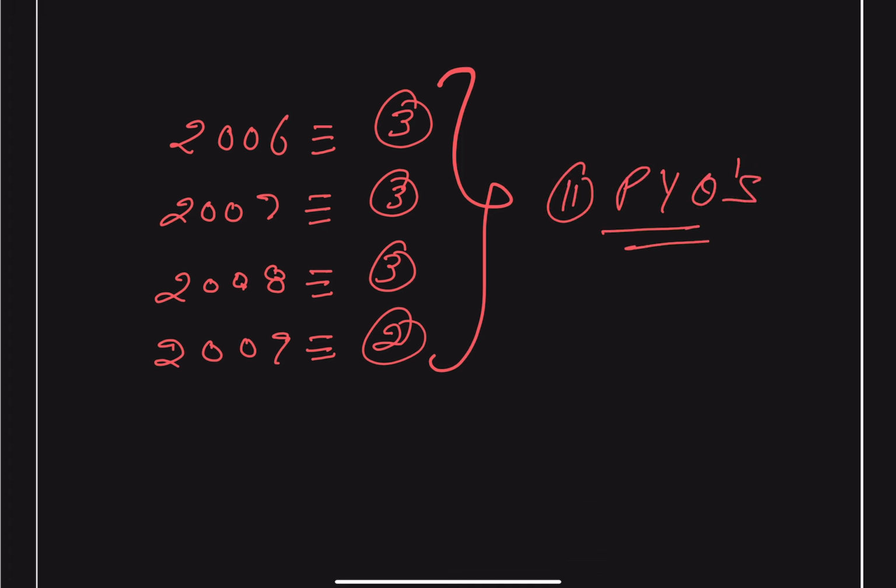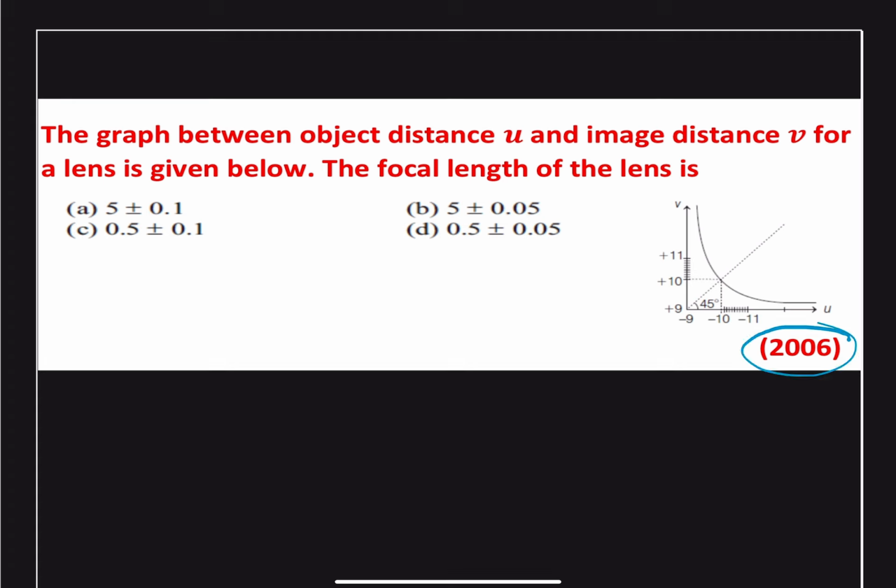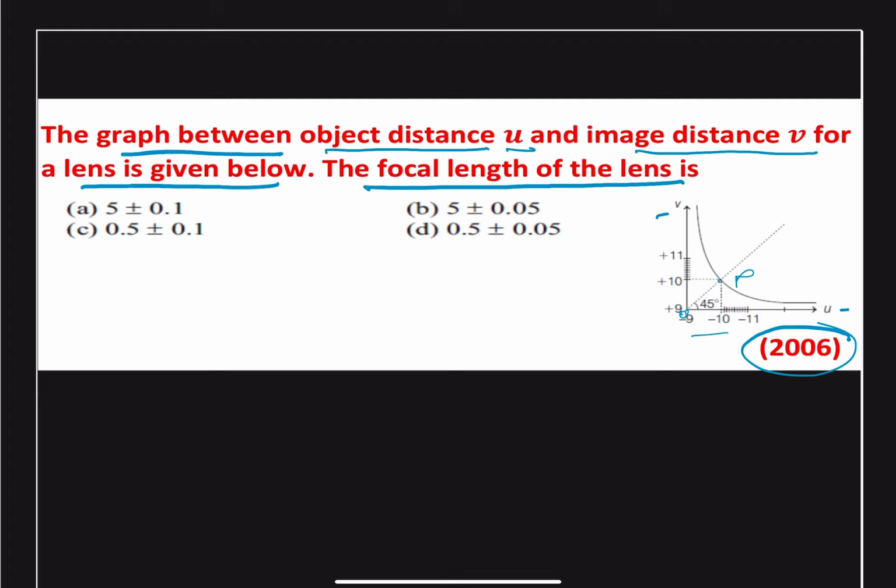So first question, which was asked in the year 2006, states that the graph between objective distance u and image distance v for the lens is given below. The focal length of lens is. So this is a graph given between u and v, and we are given some values of v like -9, 10, -10, 11, plotted on the axis. Let us suppose this is point P, and this is our origin O. So this OP is at an angle of 45 degrees.